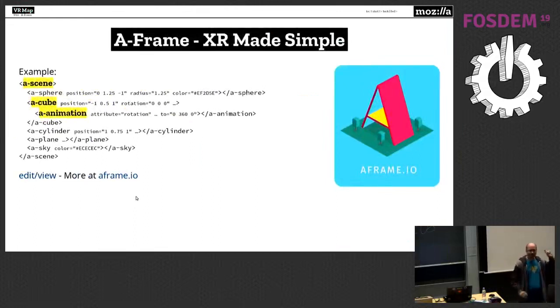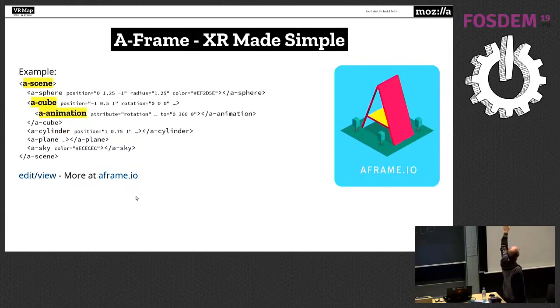A-frame is a library that makes it really easy to write VR scenes. This is not what I have in my code. This is an example. That's pretty much the Hello World example with a small addition. Everything in A-frame you put inside an A-scene tag. You include the JavaScript library at the top of your HTML file. Then you use this A-scene tag, and then you put some other HTML-like tags into it.